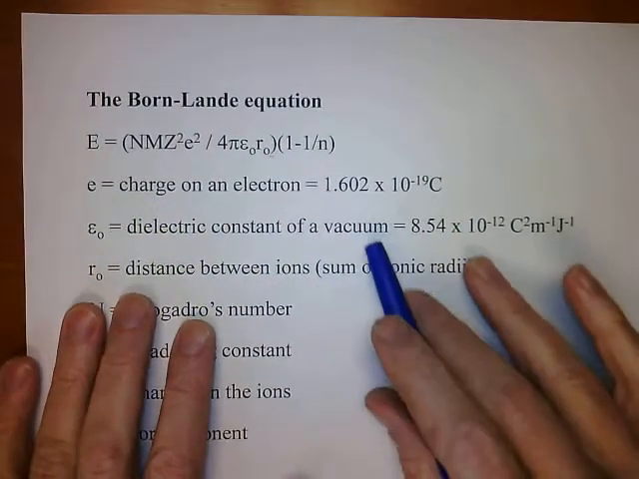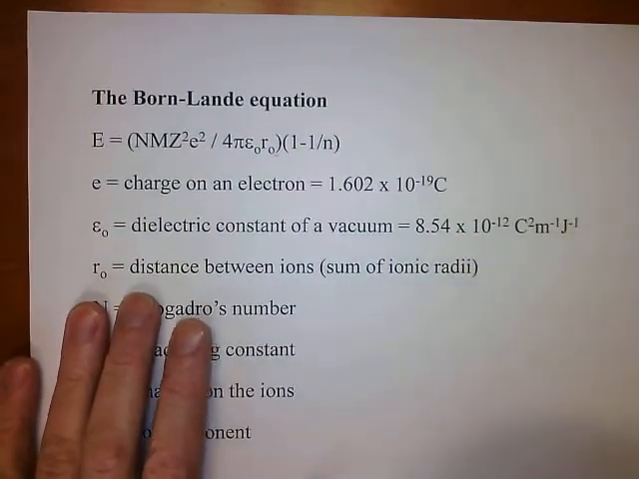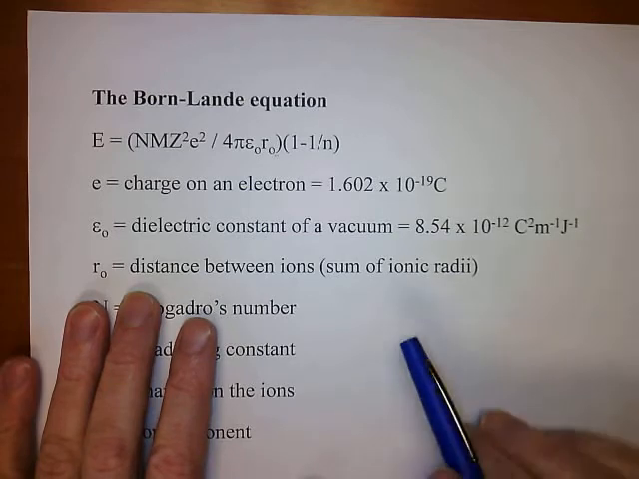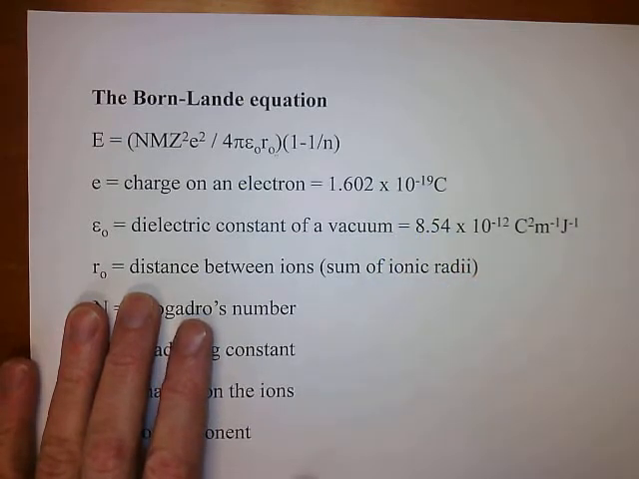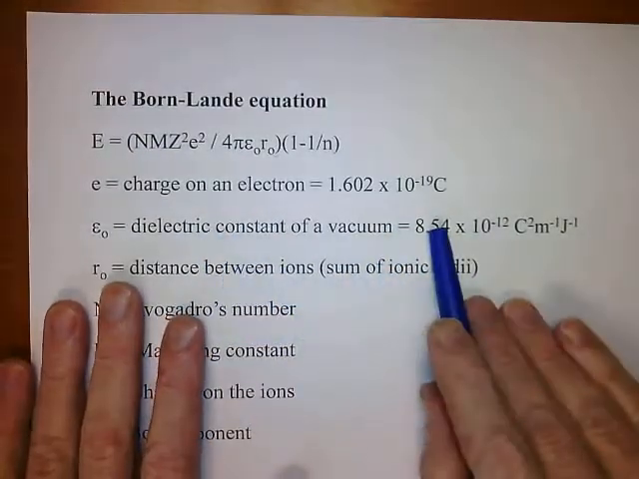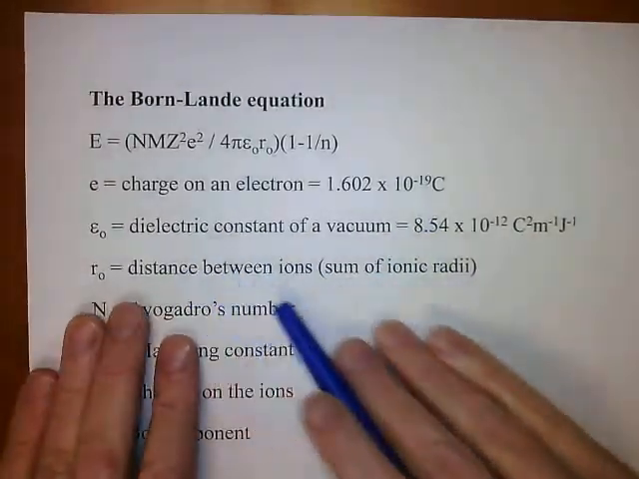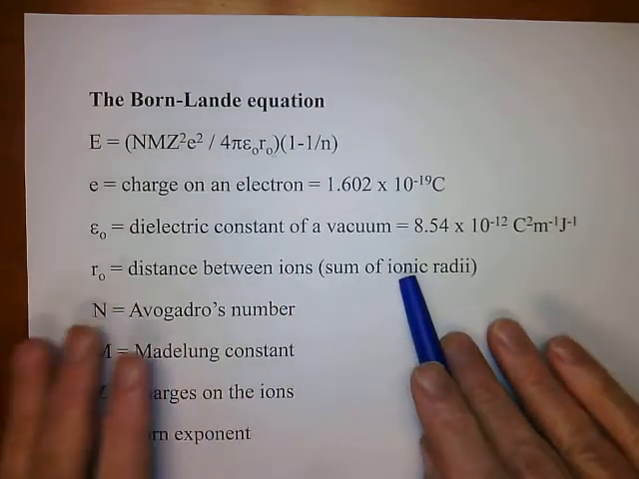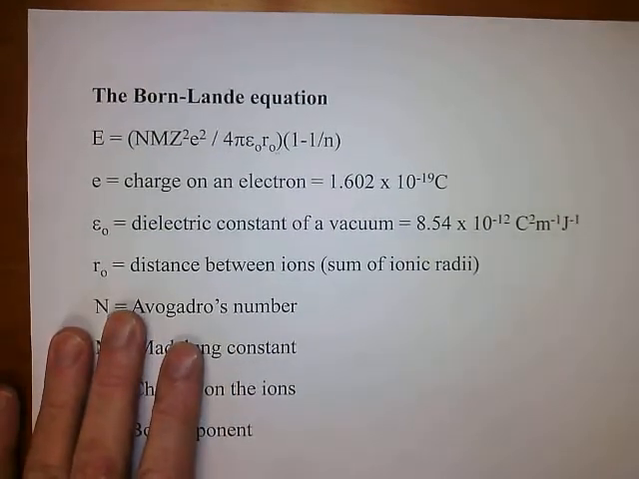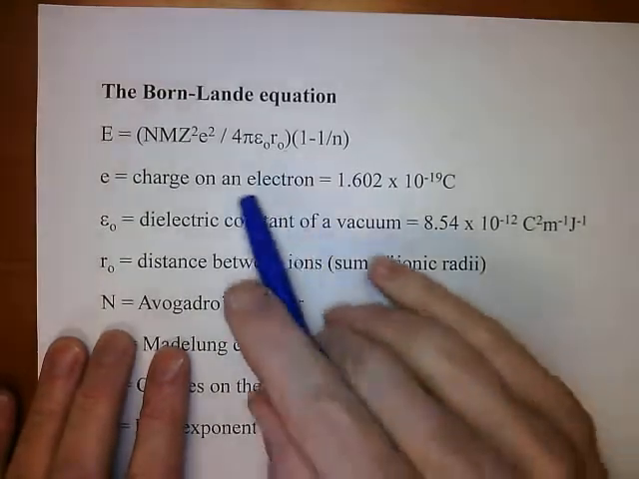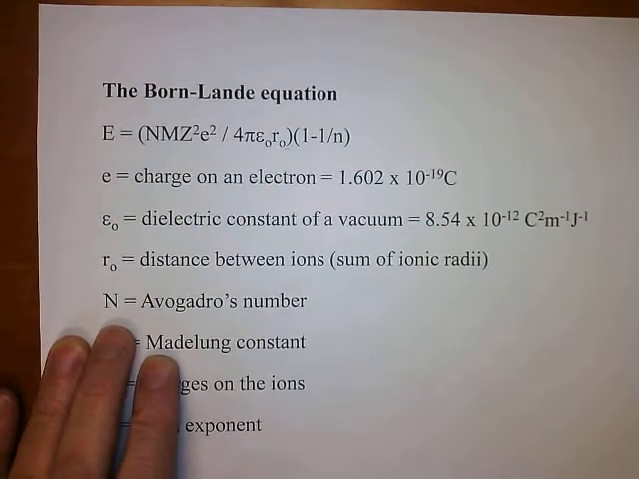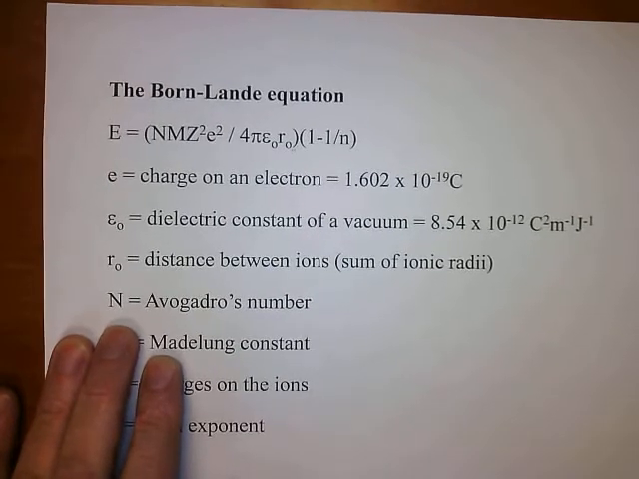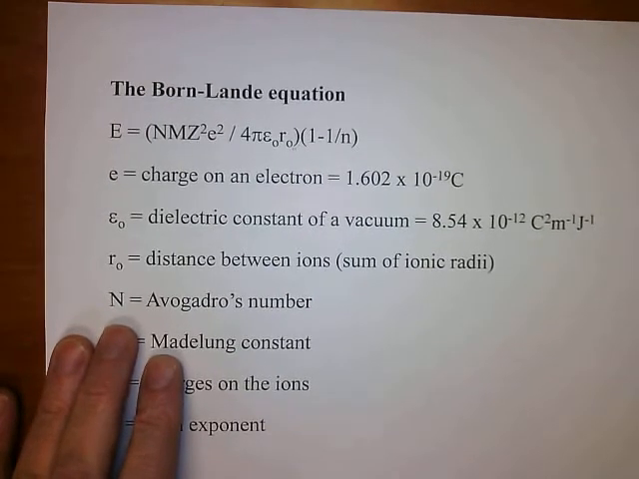E, one more time, is the charge on an electron, 1.602 times 10 to the minus 19th coulombs. E naught is the dielectric constant of a vacuum. And R naught is the distance between the ions, which is the sum of the radii. What we've added is N, which is Avogadro's number. We typically express things in units of per mole, not per ion.